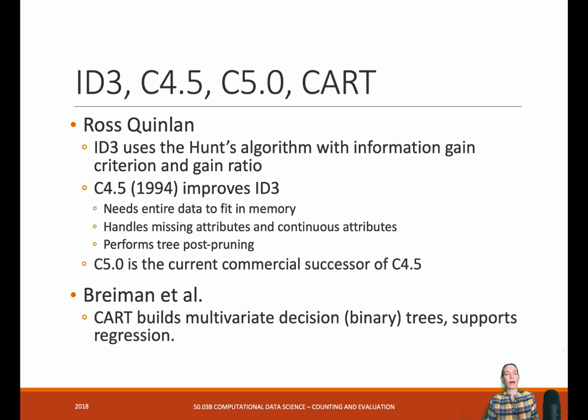Right. So how does all this work in the algorithms that I mentioned earlier? ID3 uses Hunt's algorithm with information gain criterion and gain ratio. Remember gain ratio is to avoid many subtrees, a huge amount of splits, right? C4.5 improves on ID3, but it needs the entire data to fit into memory. I could see that as an issue for big data. It handles missing attributes and continuous attributes, so it has strategies for splitting, and it performs post-tree pruning.